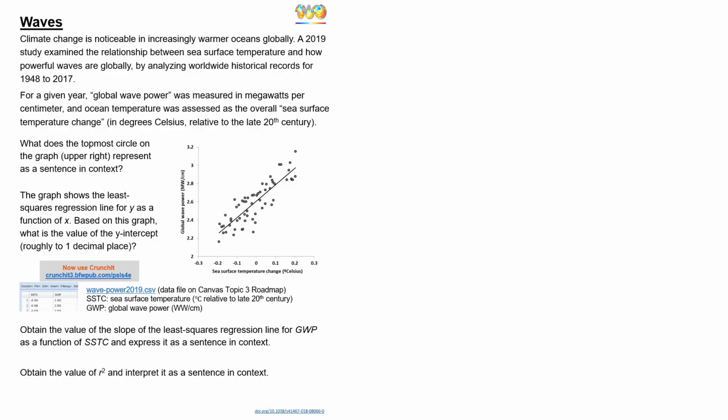So that means that in our scatter plot, any one point, like the one in the upper right corner, represents the data for one particular year. So on this one particular year, for the tallest point in the graph, the sea surface temperature relative to the late 20th century was 0.2, so 0.2 degrees higher than the late 20th century. And that year, global wave power was roughly 3.2 megawatt per centimeter.